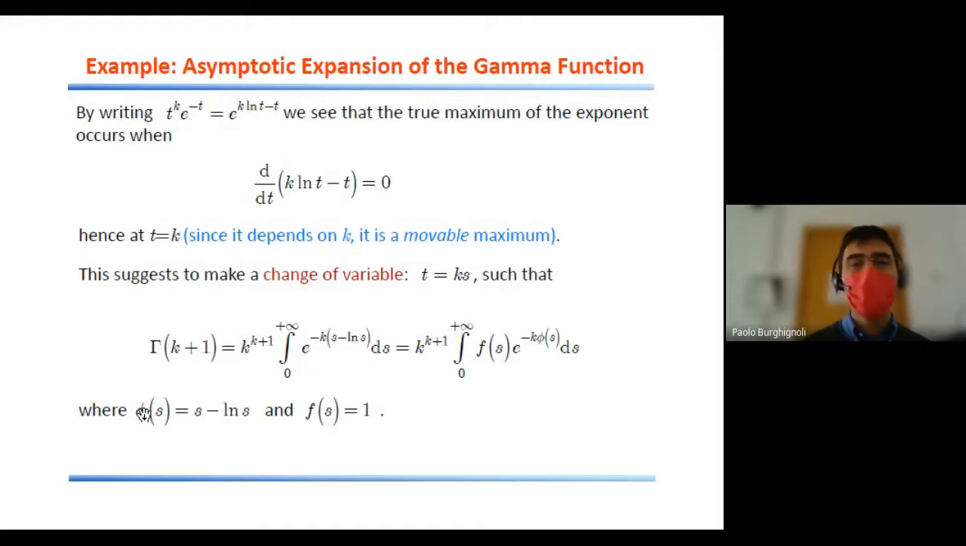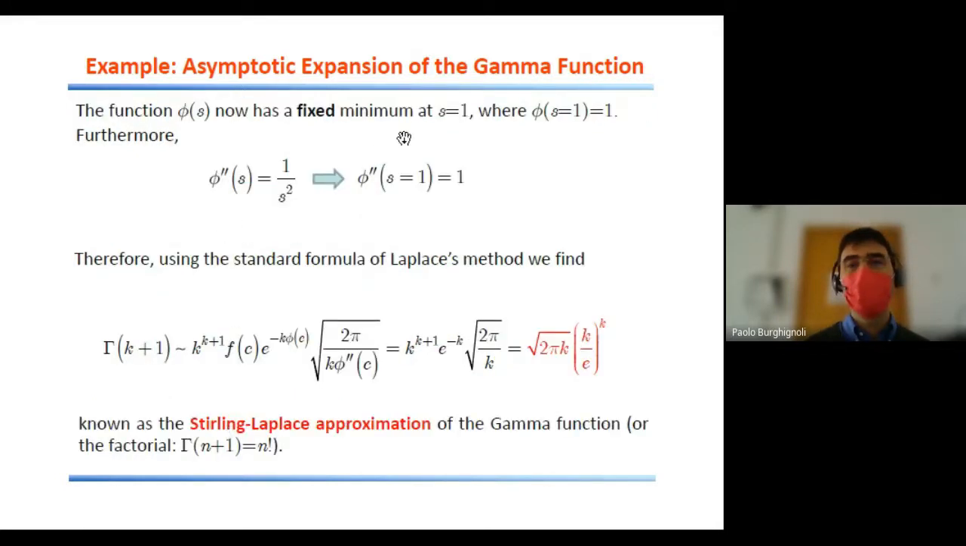So we have reduced ourselves to this final form in which we have a generalized Laplace integral in which the function f is just constant, and the function phi is equal to s minus the logarithm of s. Now we can evaluate these. At this fixed maximum s, the function phi is equal to 1. The second derivative is equal to 1. The first derivative is, of course, 0, since this is a maximum.